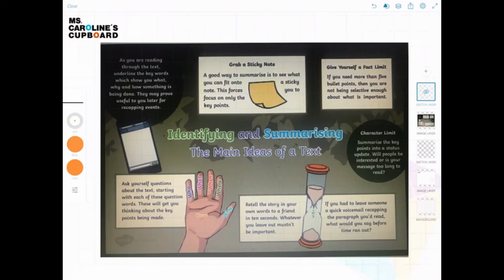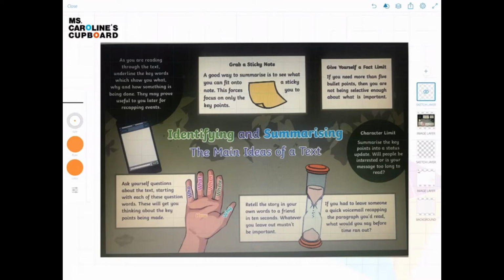So here is a little tip sheet to help you when you are summarising a text. Let's read through it together. As you are reading through the text, underline the key words which show you what, why, and how something is being done. They may prove useful to you later for recapping events. Now, girls, if you can't underline because you're reading a book and you don't want to write in it, that's fine. You can just make notes.